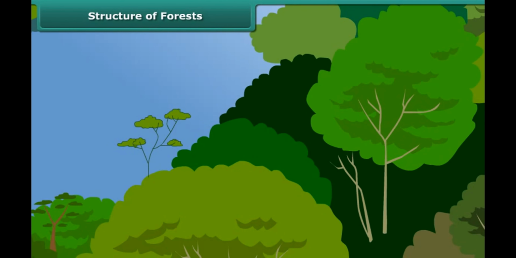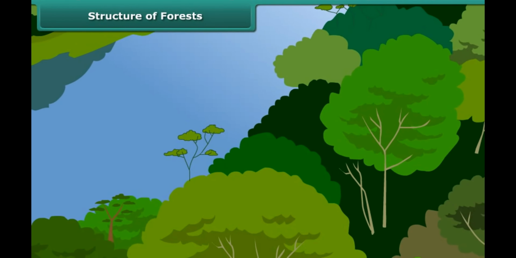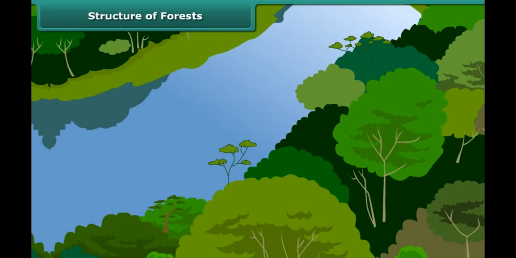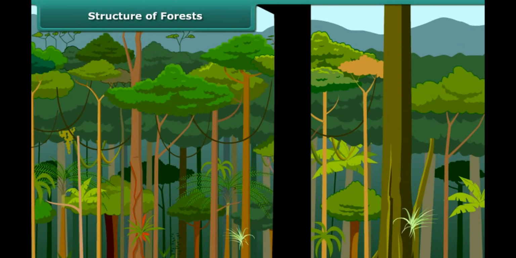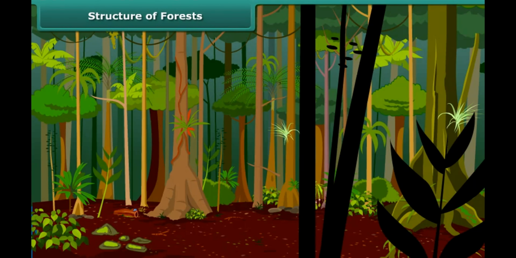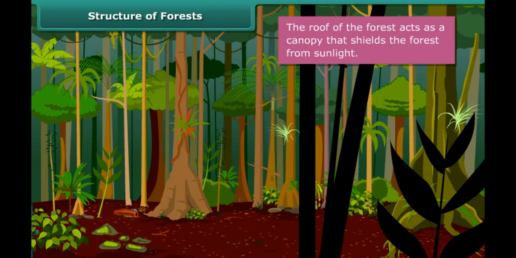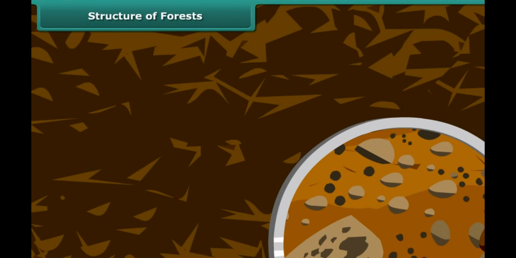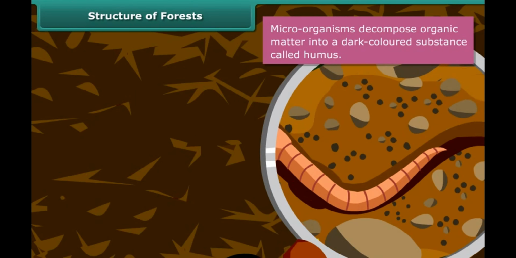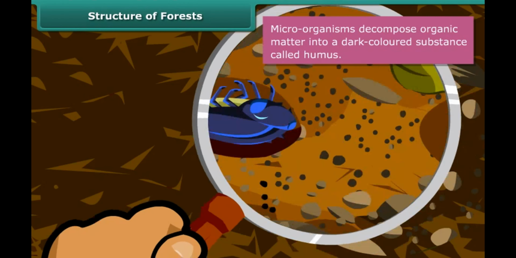The upper part of the trees and shrubs, comprising the branches and the leaves, is known as the crown. The crowns of the tall trees form the roof of a forest. The roof acts as a canopy that shields the forest from sunlight. The forest floor is hot and humid. It contains leaves, branches, insects, algae, and microorganisms like fungi, bacteria, etc. that are invisible to the naked eye.